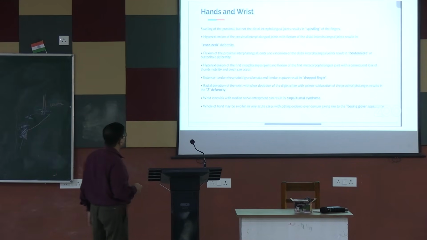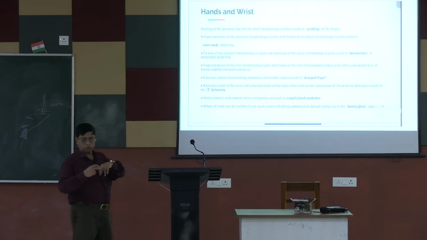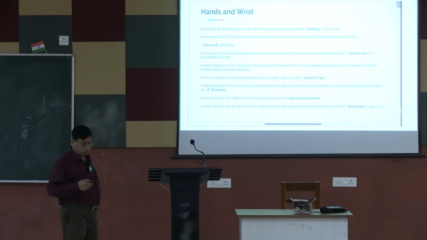Because of swelling and inflammation, there is a spindling of the fingers. The middle interphalangeal joint and the proximal interphalangeal joint look like a spindle. It is a spindle shaped joint. Then there is hyperextension of the proximal fingers. If you can read it, these are the deformities you will have to remember.